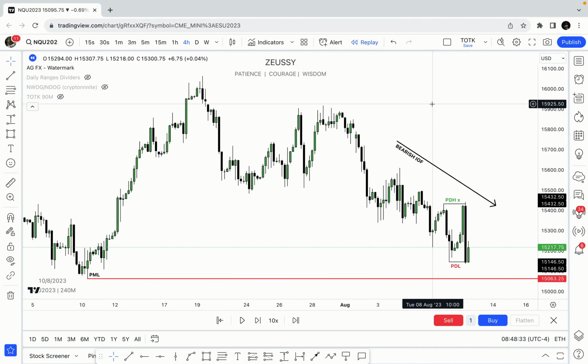Here's the breakdown of the market maker sell model of the 10th of August 2023. I'm starting off with the 4-hour chart. We can see bearish institutional order flow and the market is strong to the previous month low.